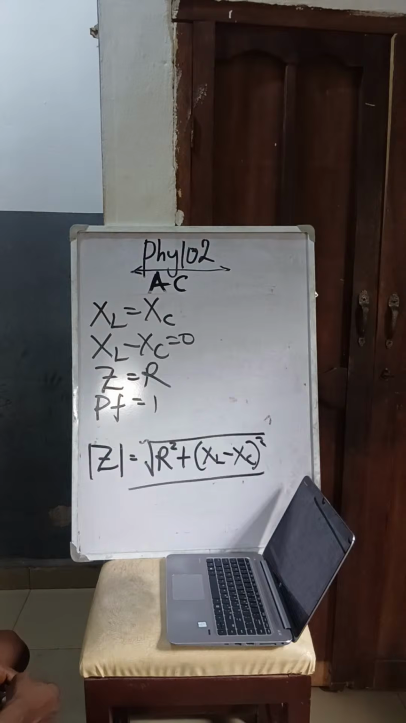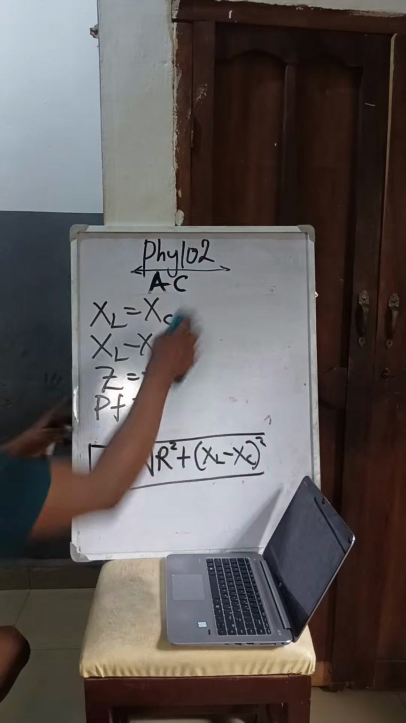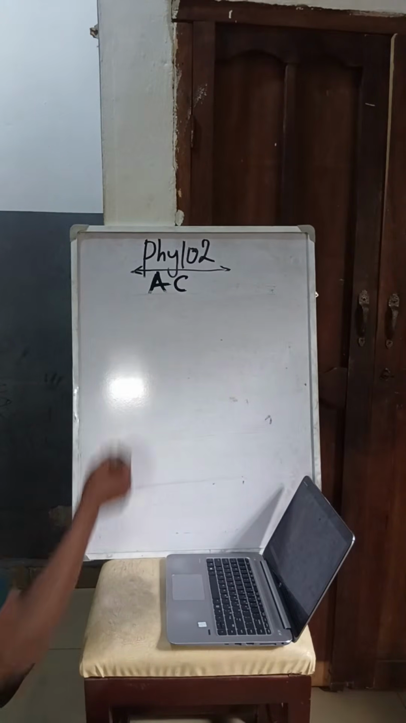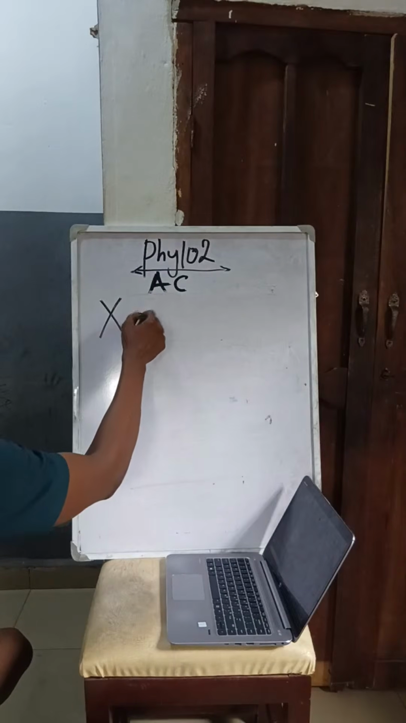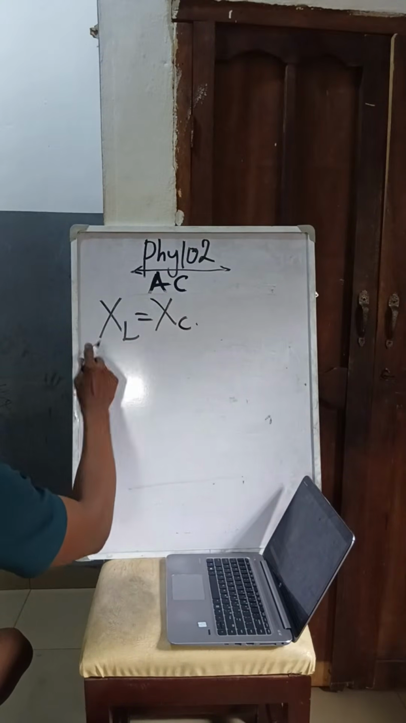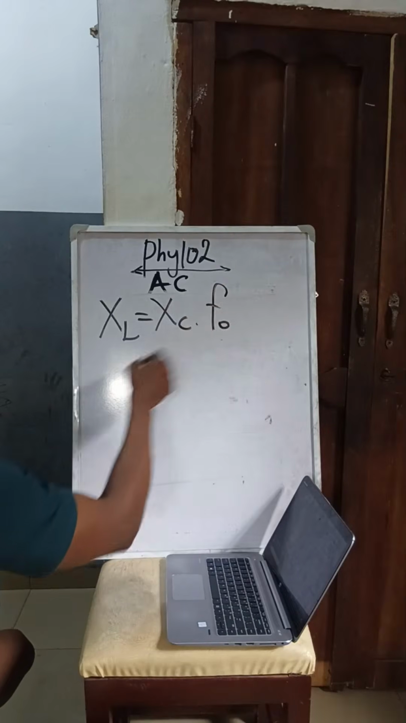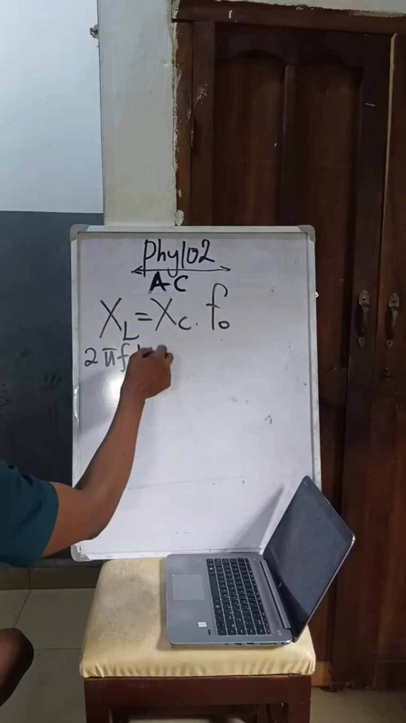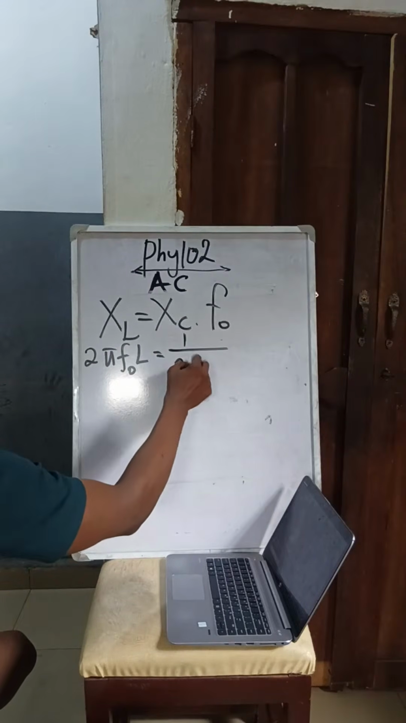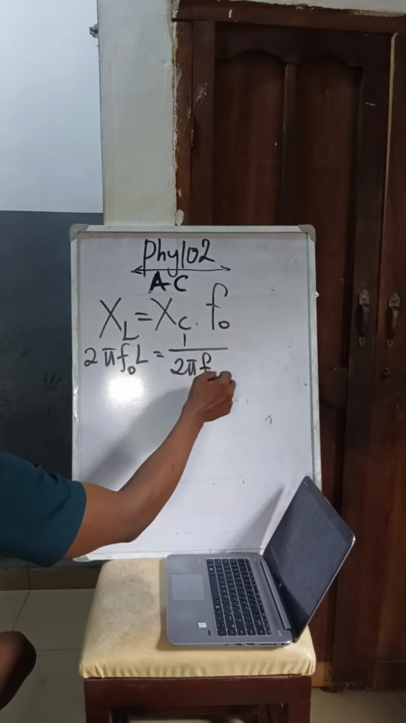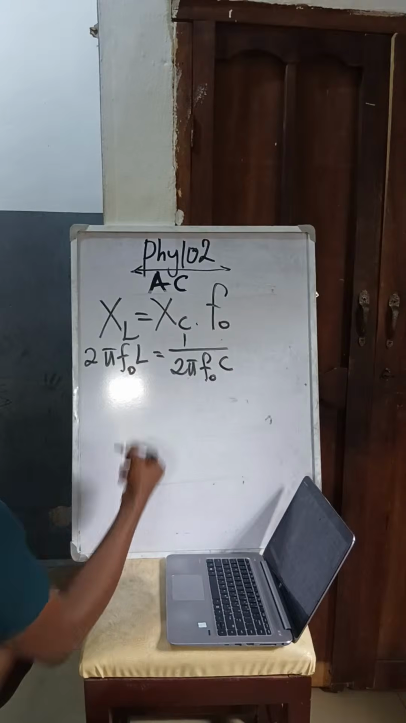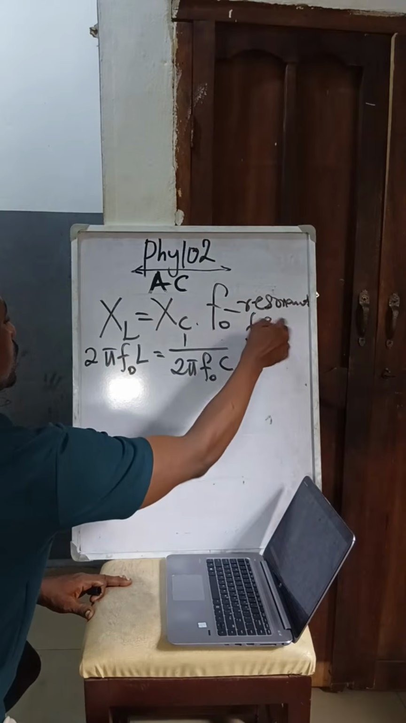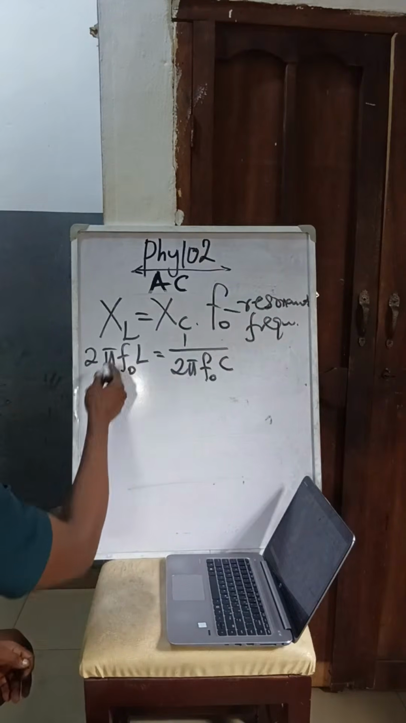What is resonant frequency? Now we have our resonance, XL is equal to XC. So we call this the resonant frequency, whereby 2 pi F naught L is equal to 1 all over 2 pi F naught C. F naught is the resonant frequency. So we make F naught the subject of the formula.